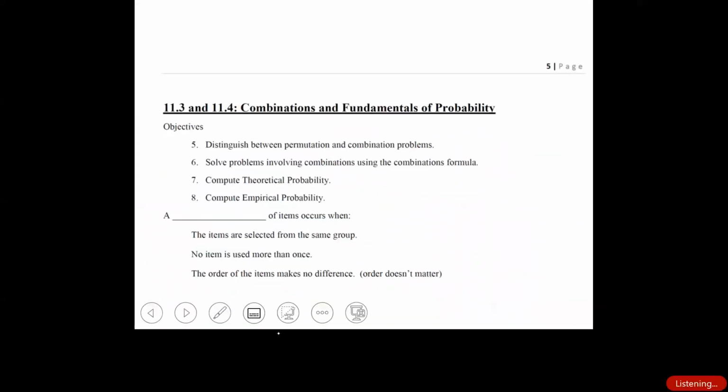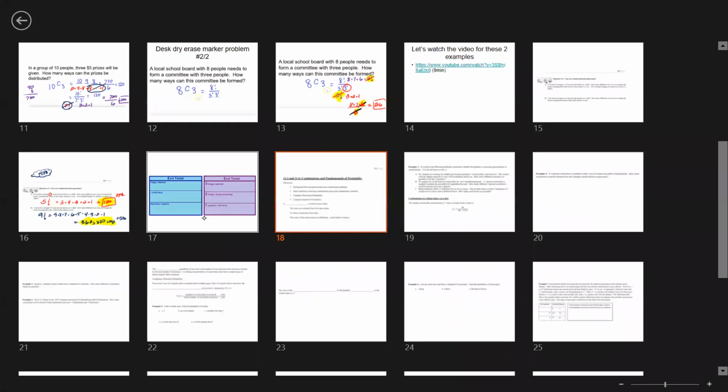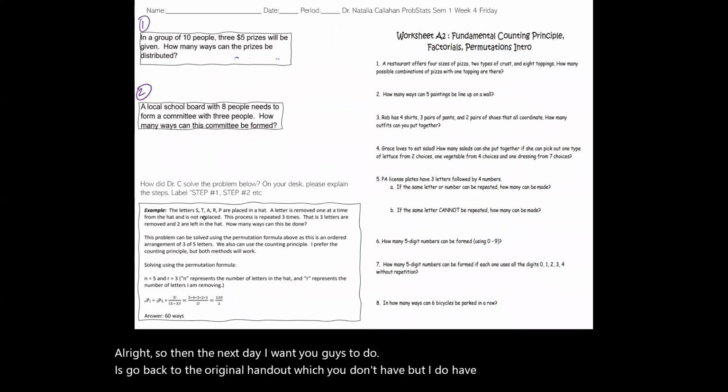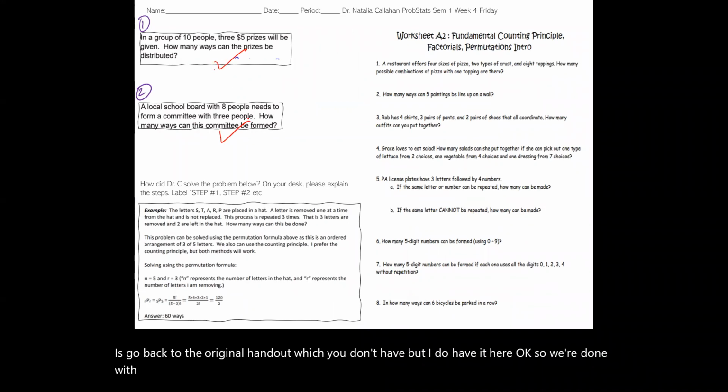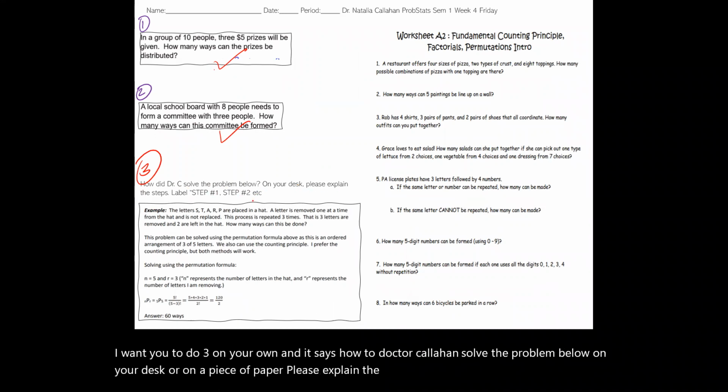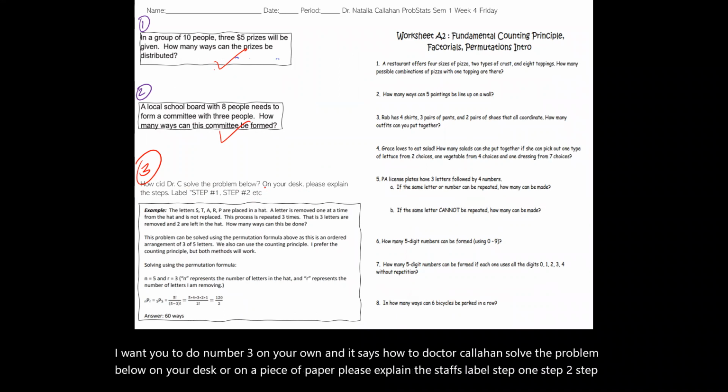All right, so then the next thing I want you guys to do is go back to the original handout, which you don't have, but I do have it here. Okay, so we're done with these 2 questions that we went over in class. I want you to do number 3 on your own, and it says, how did Dr. Callahan solve the problem below on your desk or on a piece of paper? Please explain the steps, label step 1, step 2, step 3, etc.